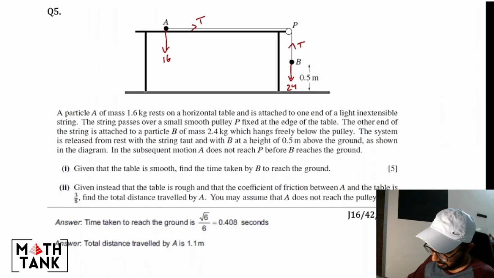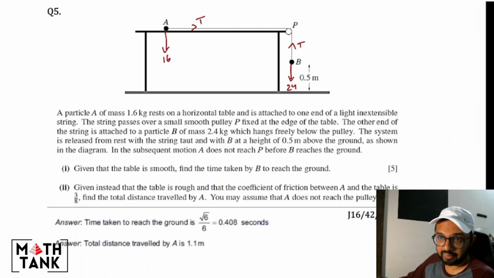Okay. The other end of the string is attached to this, which hangs freely above the ground. The system is released from rest with the particle B at a height of 0.5 meters above the ground, as shown. In the subsequent motion, A does not reach P before B reaches the ground. So B is going to hit the ground and A does not reach P before that happens. Given that the table is smooth, find the time taken by B to reach the ground.